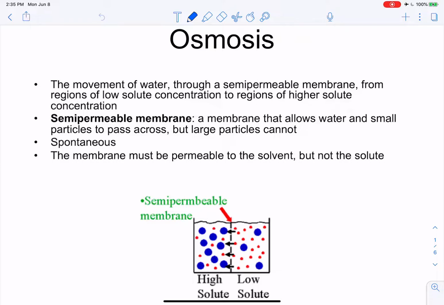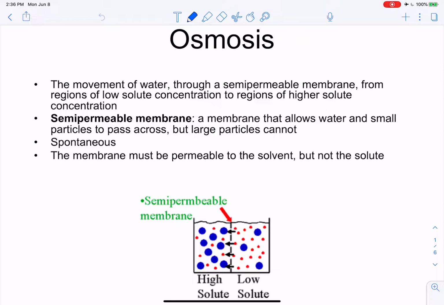And osmosis is the diffusion of water and the diffusion of other things from low solute concentration to higher solute concentration. It is usually called diffusion, but we tend to use the terms diffusion and osmosis interchangeably these days. So that's just a little difference there.